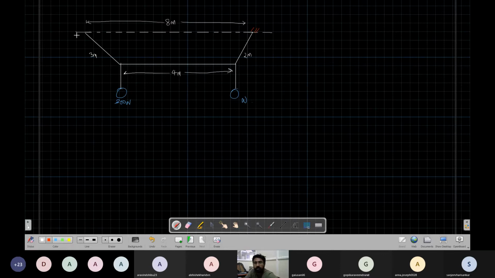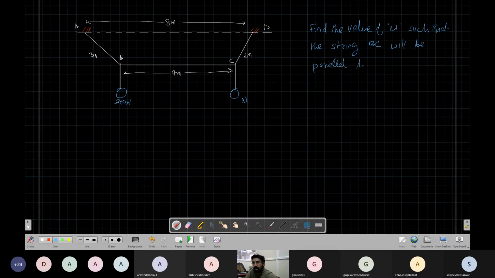So this one continuous thread is hanging from these 2 points. Okay. So there is a 300 Newton weight at this end. You have to find the value of W such that the string BC will be parallel to AD. Okay, this is the question.